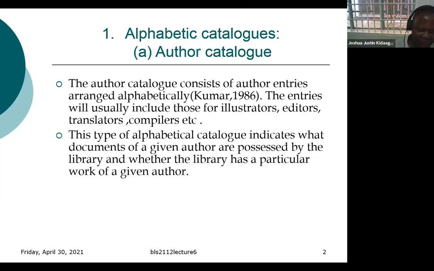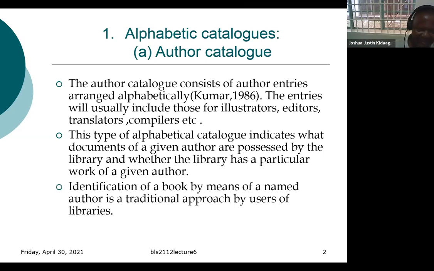This type of alphabetical catalog indicates what documents of a given author are processed by the library and whether the library has a particular work of a given author. So when we go to the author catalog, we should be able to tell what the library possesses by a given author. Of course, that is an advantage. Identification of a book by means of a named author is the traditional approach that users of libraries adopt. So when you want a book, the traditional approach is to know the author, and then you go to access that book.